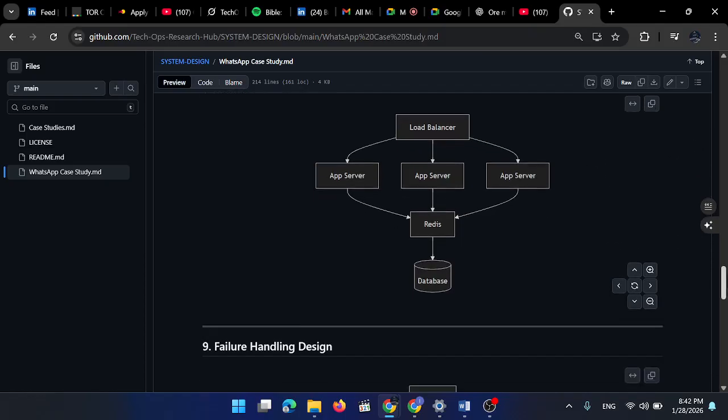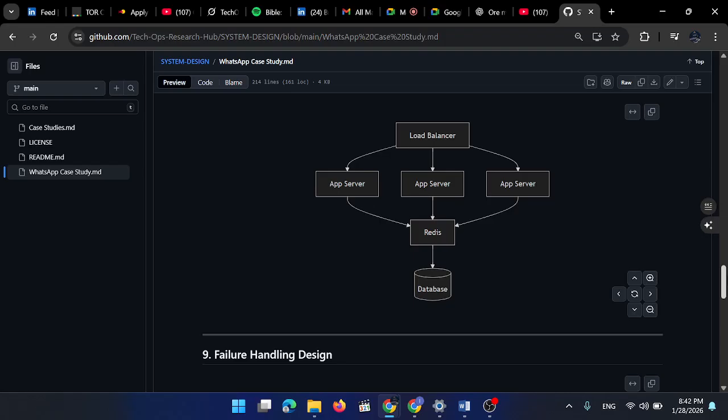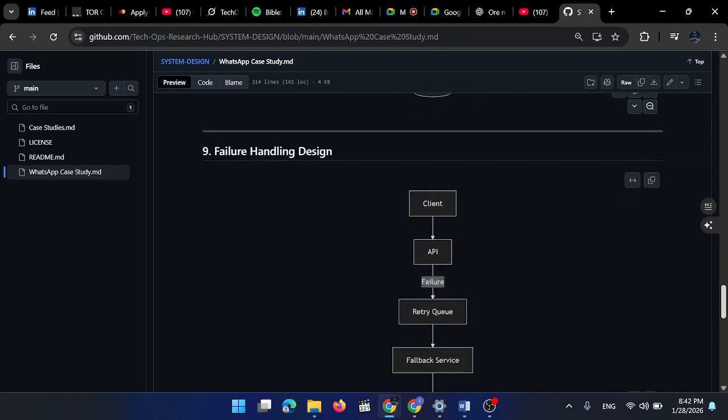There's also what you call failure handling design. Someone has a question?